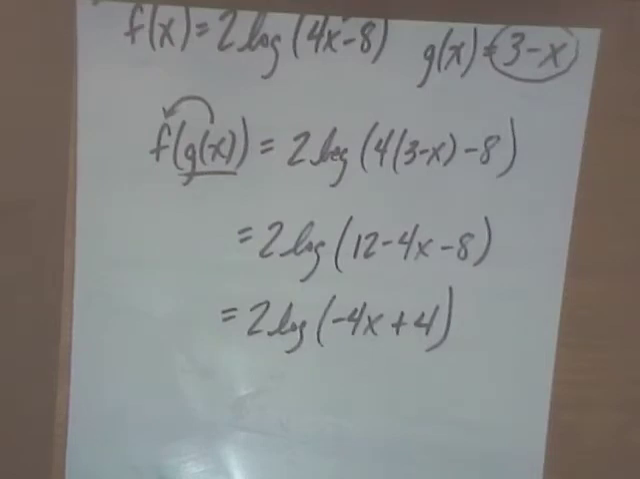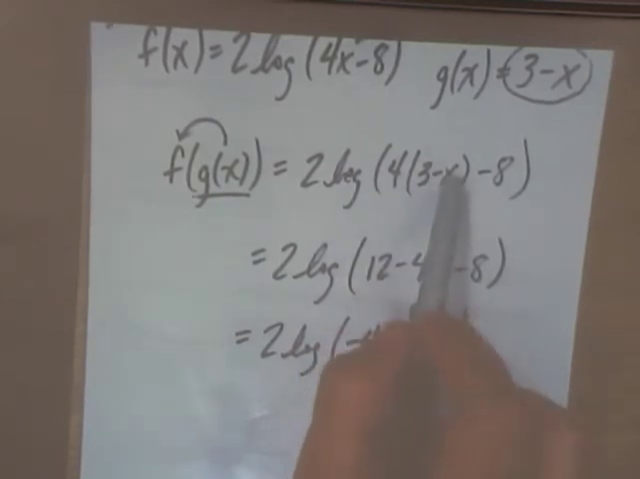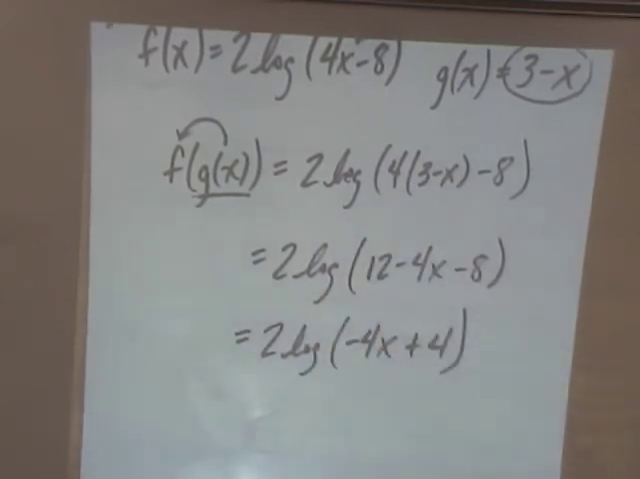Everybody okay with that? Questions? That's the answer? Alright, that's the answer. They want the domain of the composition. 4 times negative x. How do we find the domain of this? What is the domain? Are there any restrictions? Is it all real numbers?